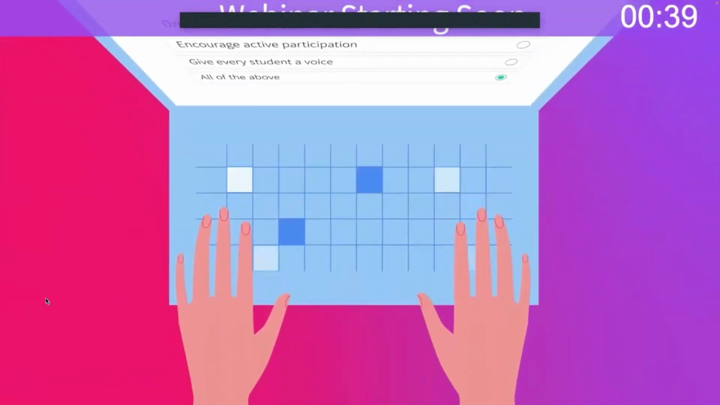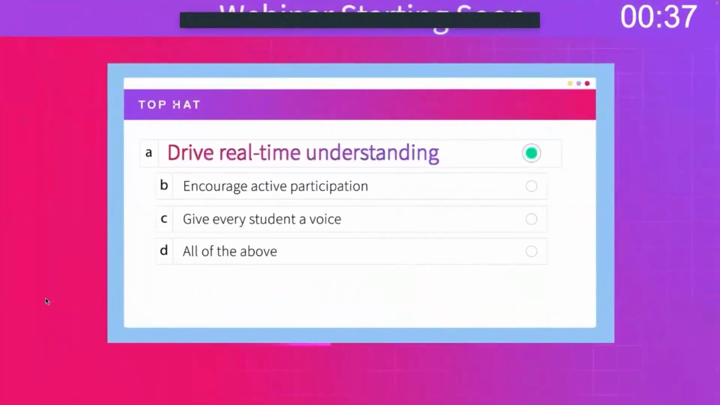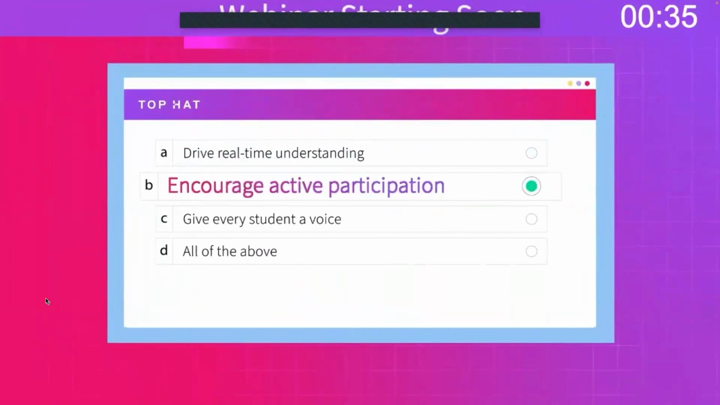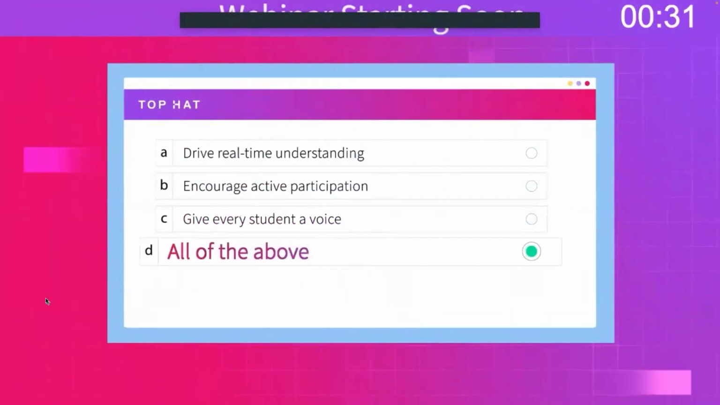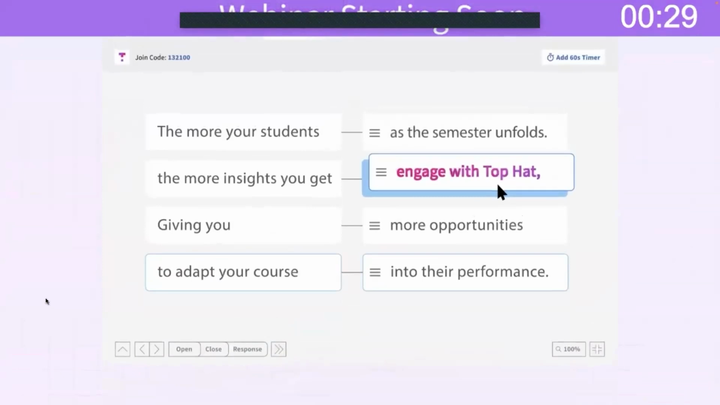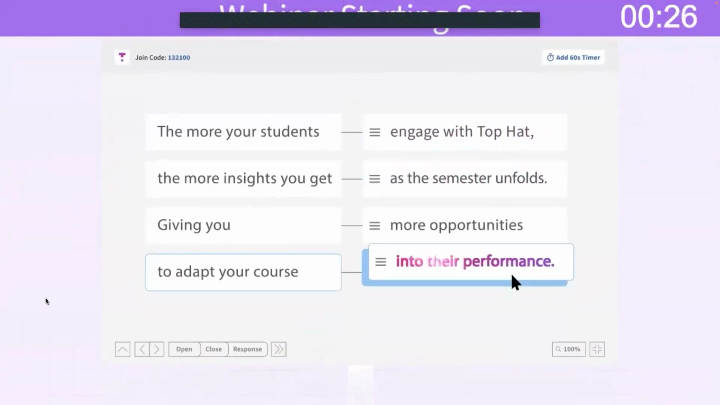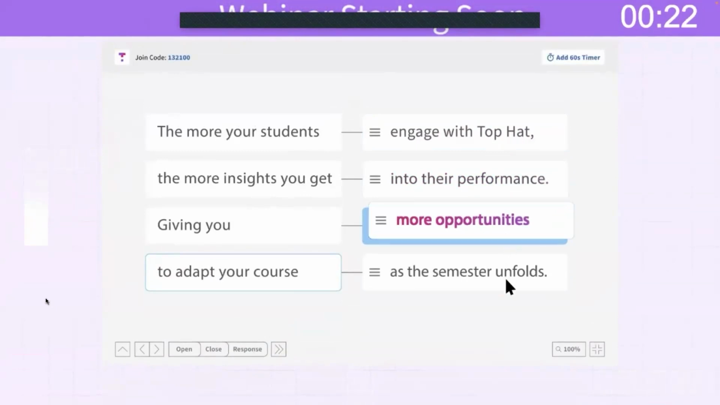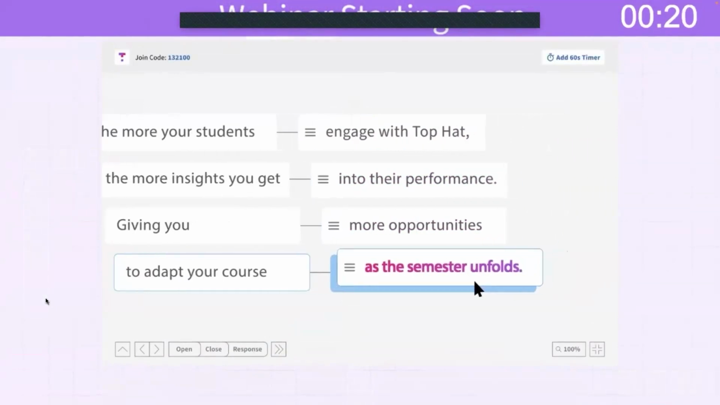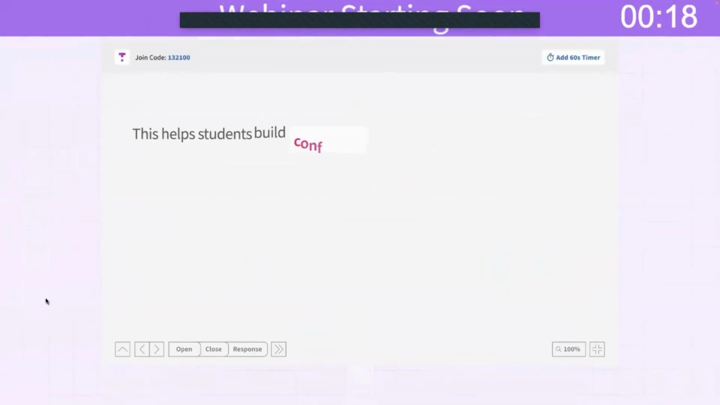With 14 question types, you can drive real-time understanding, encourage active participation, and give every student a voice. The more your students engage with Top Hat, the more insights you get into their performance, giving you more opportunities to adapt your course as the semester unfolds. This helps students build confidence and drive better comprehension.